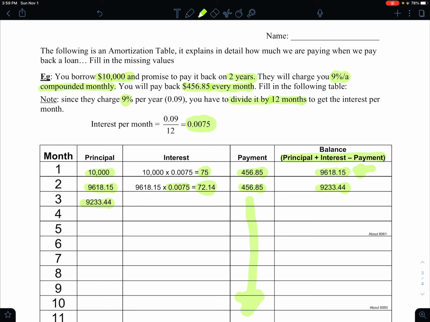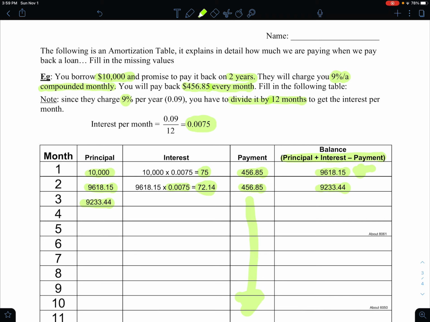And then we keep calculating the balance. And when you finish this, I want you to really pay attention to what's happening. How is that principal changing? How is the interest changing? I started with 75, 72, then 60-something. What's happening at the very end in the last 5 months? Is it different? Does it drop faster?